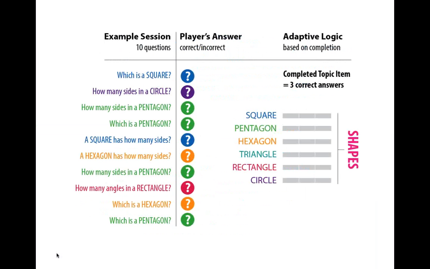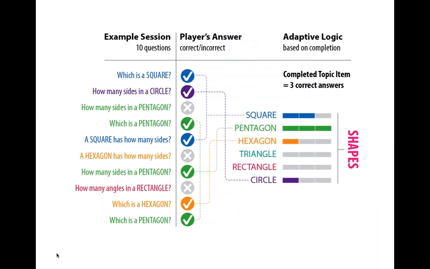So when you initially enter the activity, you'll be starting from 0, which is shown here on the right with the square, the pentagon, the hexagon, and the triangle. This example shows the state of mastery after one gameplay session. Once the player answers 3 questions correctly about a certain item, in this case the pentagon, then the system will assume that the player knows the shape, and we'll mark this item complete, and then we'll move on to assess players on the other shapes that they haven't answered yet or haven't answered correctly yet.